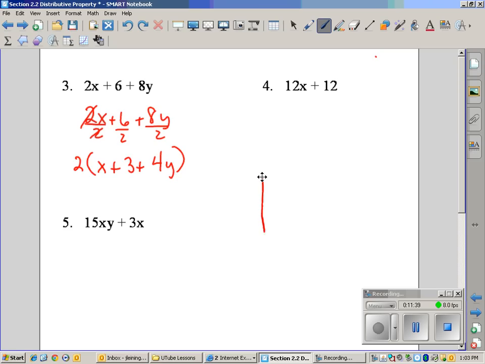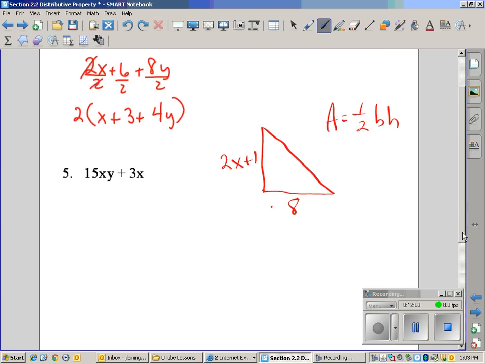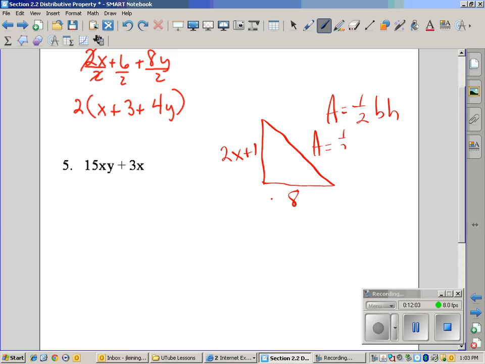I'm just going to draw a triangle, and you can do this on the blank space on your page. I am going to say that the base is 8 and the height is 2x plus 1. And I'm finding the area. Area is equal to 1/2 base times height. Again, I'm going to make my shell. I'm going to plug it in. 1/2 base times height. I needed to remember to put parentheses around the 2x plus 1. That all goes together. So my base is 8. My height is 2x plus 1.